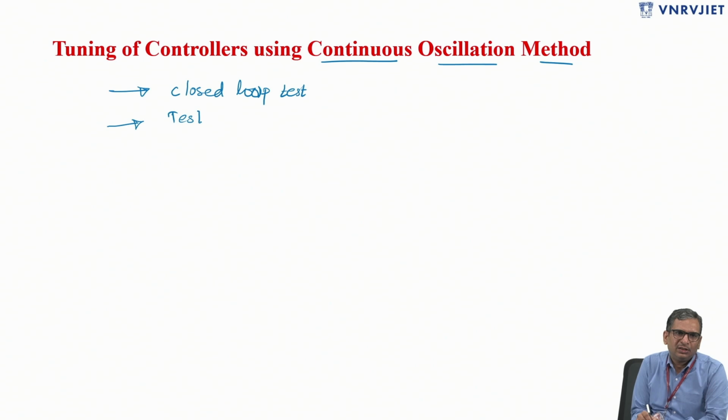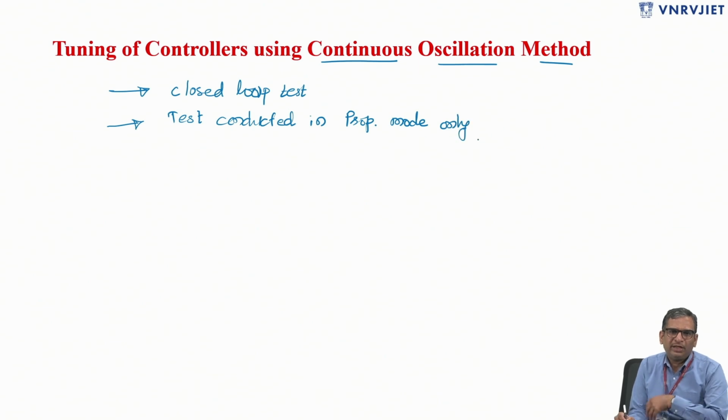Basically this test we are going to conduct in P mode only, that is in proportional mode only. So please remember, the test is conducted in P mode. Control can be done in P, PI as well as PID controllers. As the name is continuous oscillation method, we have to find out at what gain continuous oscillations are introduced into the system.